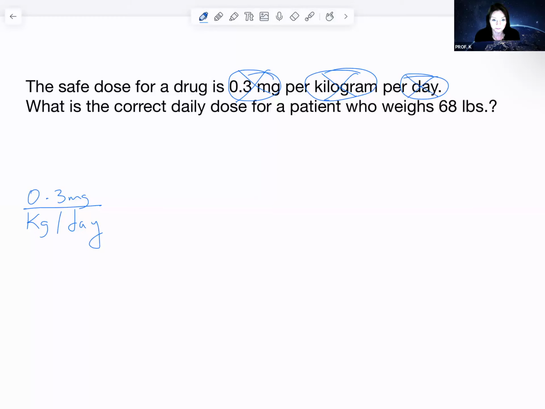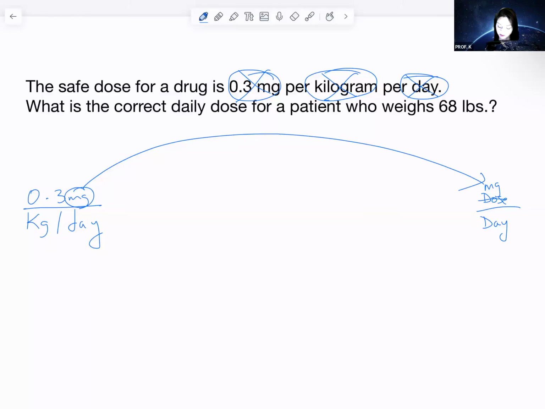I've used it. What is the correct daily dose for the patient who weighs 68 pounds? So I need to solve for daily dose. Daily dose. So I need the dose over day. And what's the dose? Well, it's the milligrams. So how many milligrams per day are you giving this patient? All right. So let's start solving.